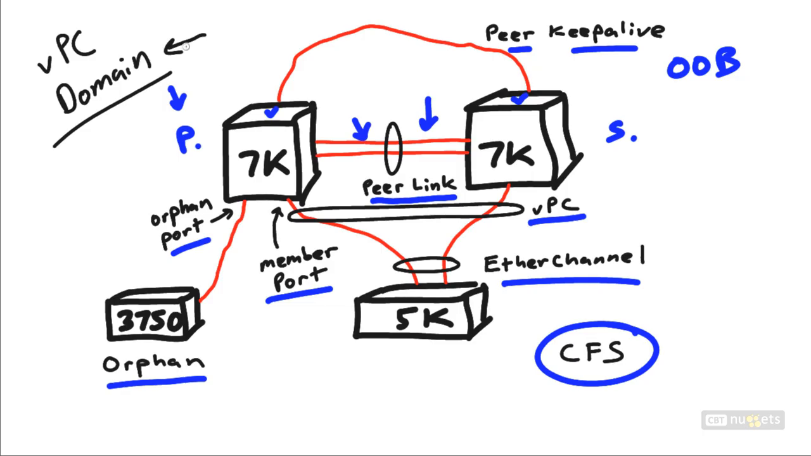Now let's talk about some caveats. Let's talk about some limitations. Remember that peer link that we spoke of? Such a critical component, and we see it connecting these 7Ks. It has to be a 10 gigabit Ethernet port. So this is 10 gigabit ports. In fact, it's recommended that we use at least two 10 gig E ports for this dedicated functionality in the virtual port channel environment.